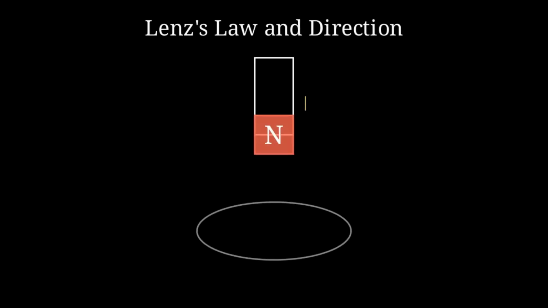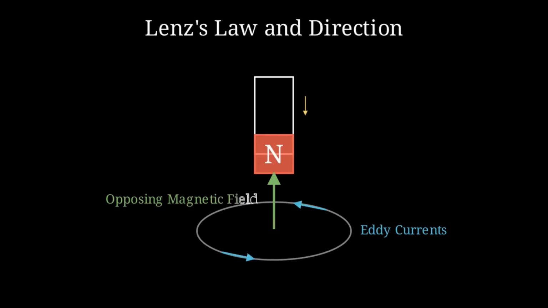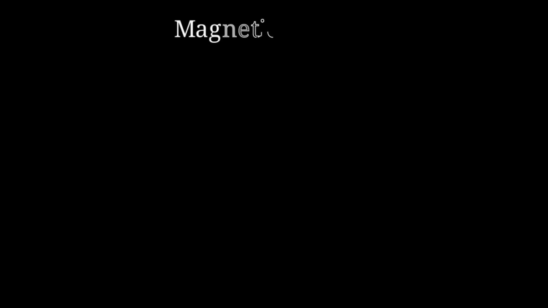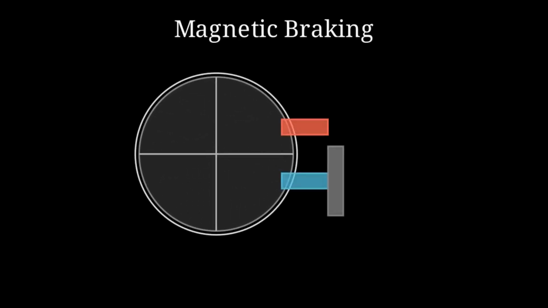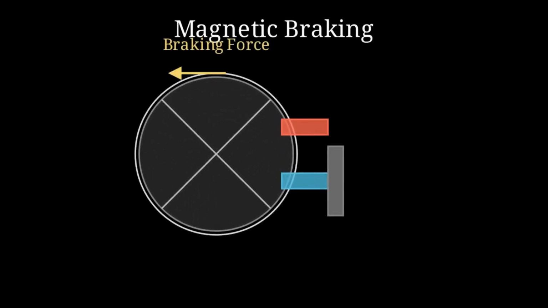Lenz's law tells us the direction of these currents. The eddy current creates its own magnetic field that opposes the motion of the magnet that created it, acting as a form of invisible friction. This opposition is used in magnetic braking. As the metal wheel spins through the magnetic field, eddy currents create a drag force that slows the wheel down smoothly without any physical contact or wear.